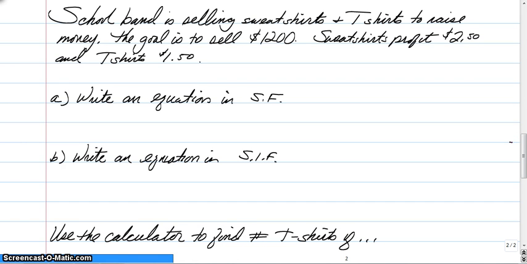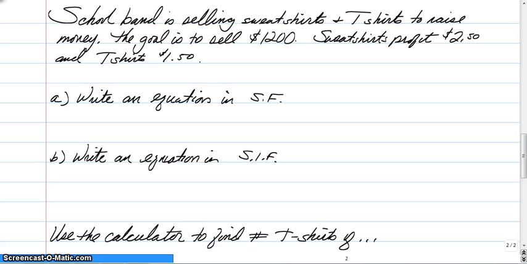It says the school band is selling sweatshirts and t-shirts to raise money. The goal is to sell $1,200. If sweatshirts profit $2.50 a piece and t-shirts profit $1.50 a piece, we need to come up with a couple equations, and then we are going to use the calculator to find the number of t-shirts. So how are we going to do that? First, pause and see if you can write an equation in standard form for part A based on the problem.